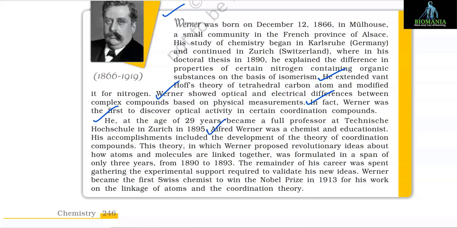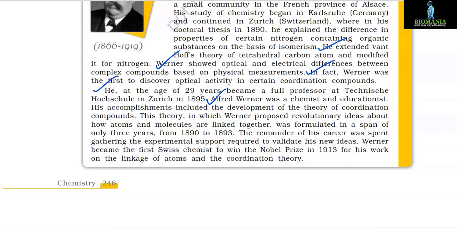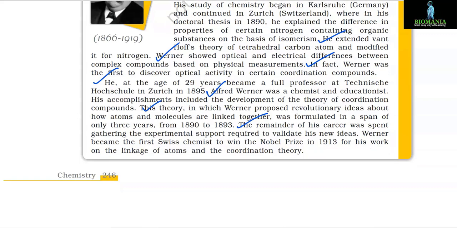Alfred Werner was a chemist and educationist. His accomplishments include the development of the theory of coordination compounds. This theory, in which Werner proposed revolutionary ideas about how atoms and molecules are linked together, was formulated in a span of only 3 years, from 1890 to 1893. The remainder of his career was spent gathering the experimental support required to validate his new ideas.